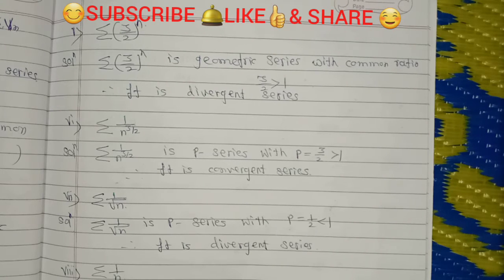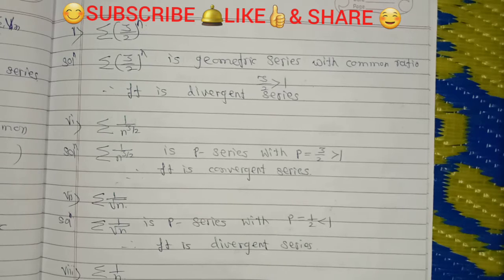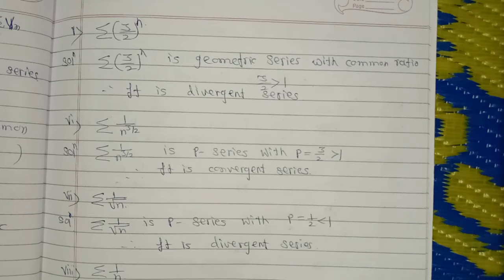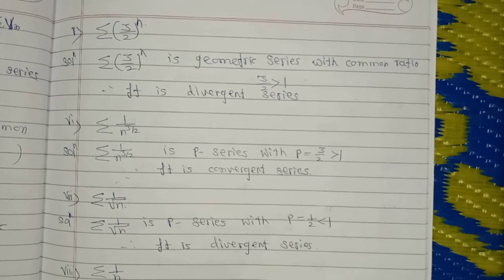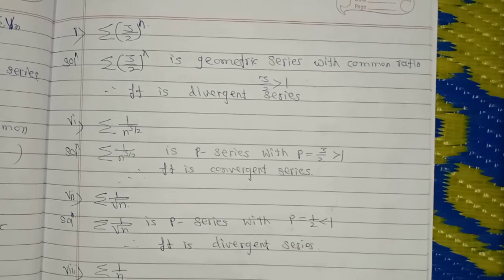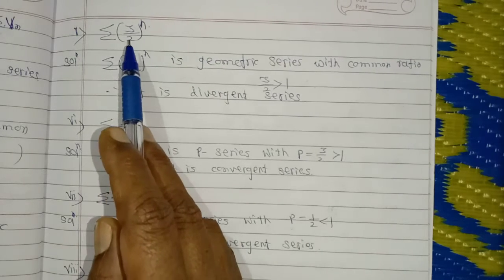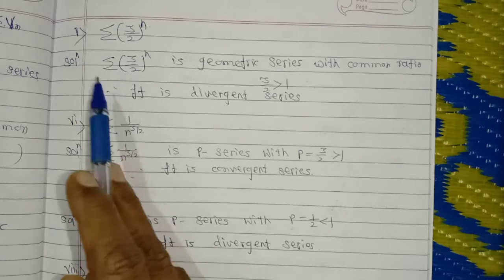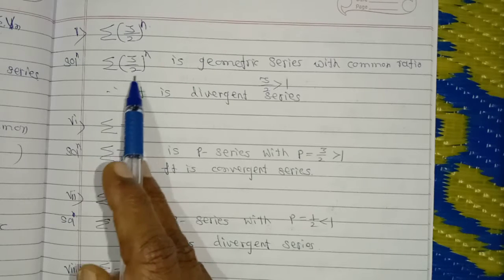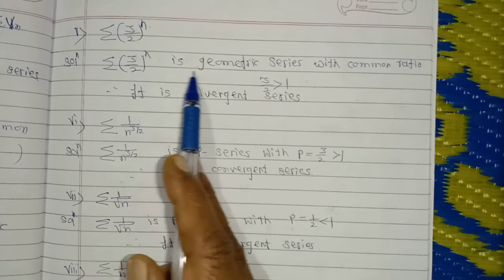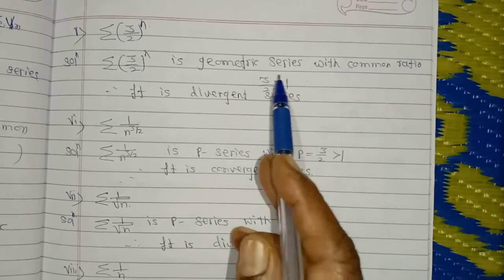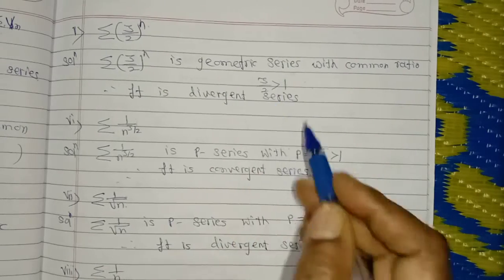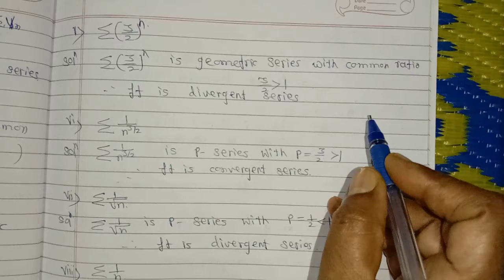Today we consider some examples on infinite series, whether the series are convergent or not. Consider first series summation of (3/2)^n. We write given series in the solution. Summation (3/2)^n. It is a geometric series with common ratio 3 by 2, and this common ratio is greater than 1.